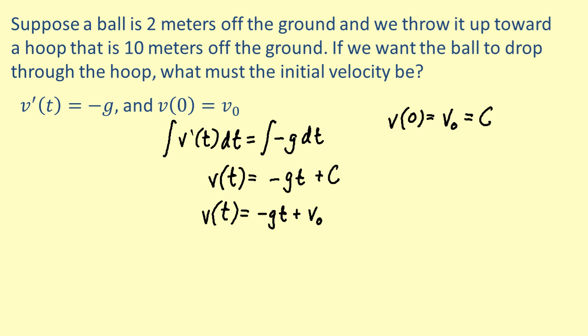The original question explicitly mentioned two positions, so now we should use our velocity function to create a position function. Recall that the position is s of t, and the velocity is s prime of t. So, the initial value problem for position is s prime of t equals v of t, which equals negative g times t plus v sub 0, with initial condition s of 0 equals 2.